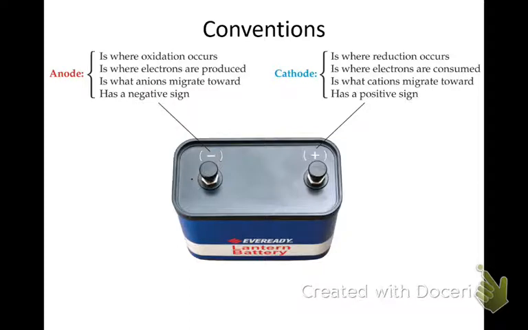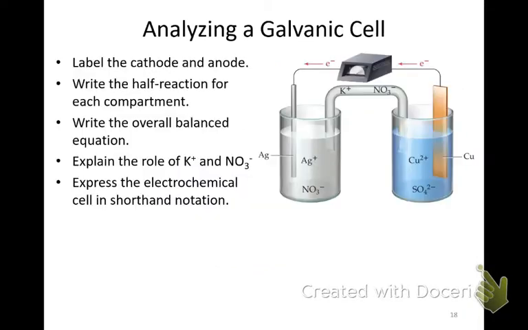The same with the cathode. The cathode is where reduction occurs, where electrons are consumed because the electrons are being gained by the reaction. It's where cations migrate toward in order to replace those consumed charges, and so we give it the positive sign. One way that I remember which side is the cathode is I think about a red cat, red like reduction, cat like cathode, and that works for me. You can think about a red cat or not, your choice.